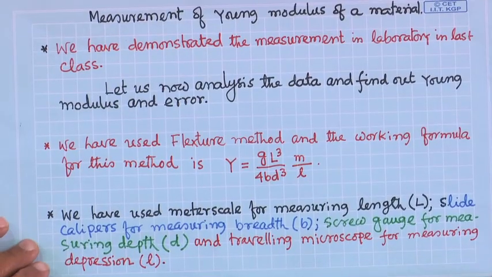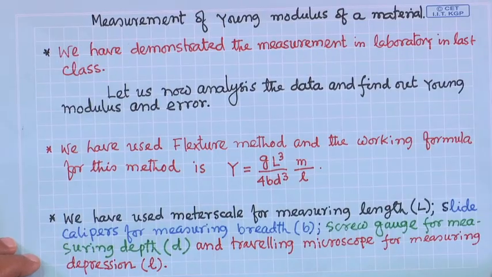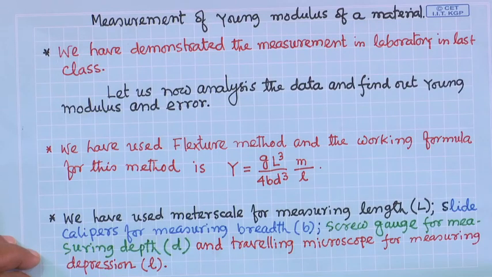In last class we demonstrated the measurement of Young's modulus of a material. In the laboratory we took a bar of brass and showed how to find the Young's modulus, basically how to take data for this experiment. Now, let us analyze the data and find the Young's modulus and the error on this measurement.